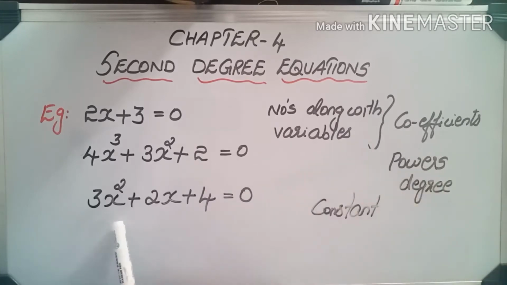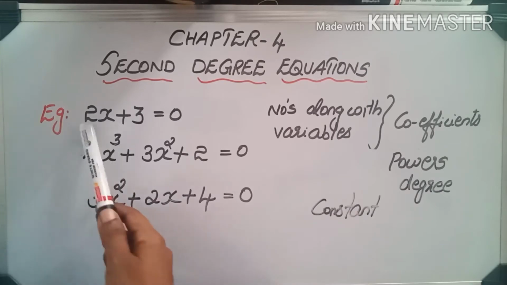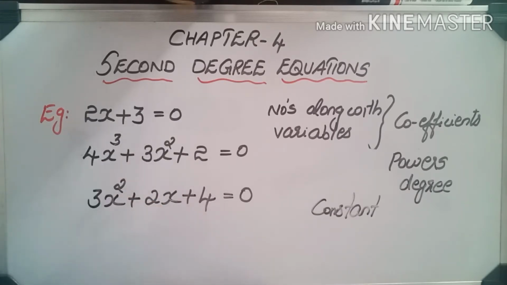Coefficient means number along with the variable. Next is powers or degree. These numbers are powers. Depending on the degree we will give name to the equation. As highest power is 2, it is a second degree equation. Here highest power is 3, so it is a third degree equation. Here highest power is 1, so it is a first degree equation. Then the constant number: number without variable is constant term. And for second degree equation, after solving this, we will have two solutions.